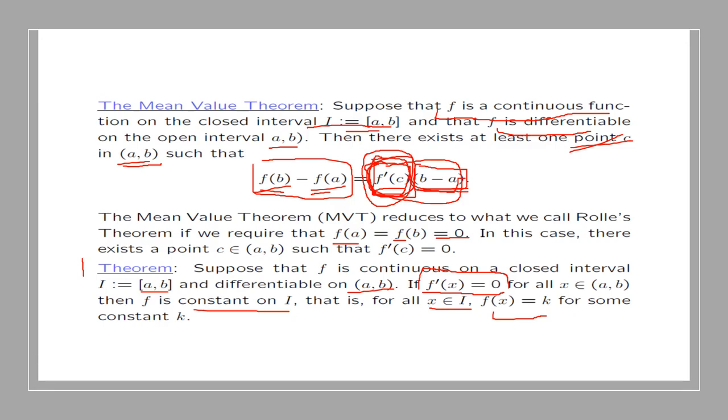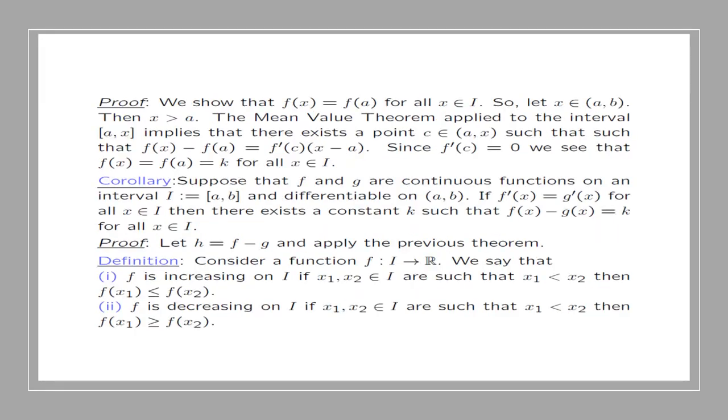So long as f is continuous on a closed interval AB and differentiable on the open interval AB, and if f prime of x is equal to 0 for all x in AB, then f must be a constant function on the interval AB. The proof is a short one, okay? We just have to prove that f of x is equal to f of a for all x in I.